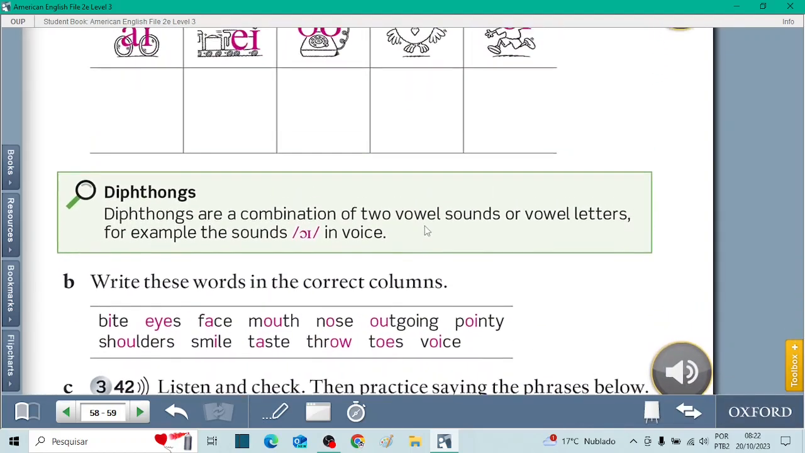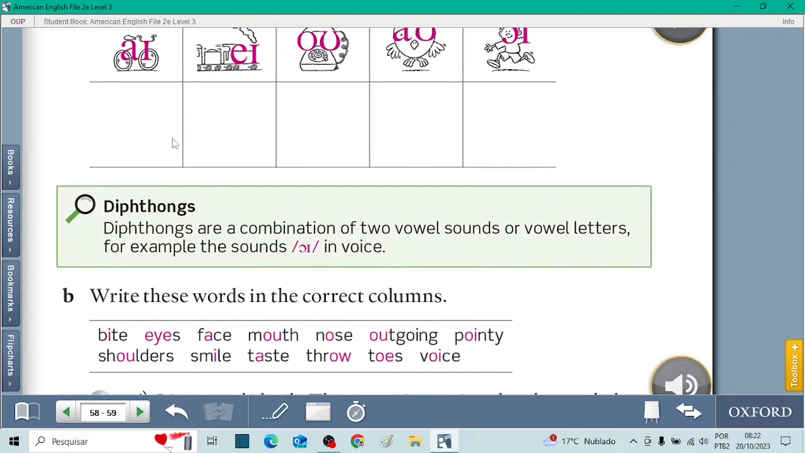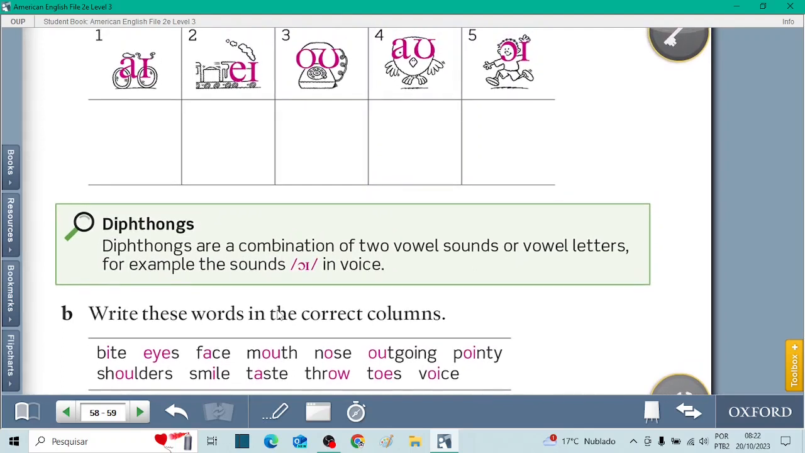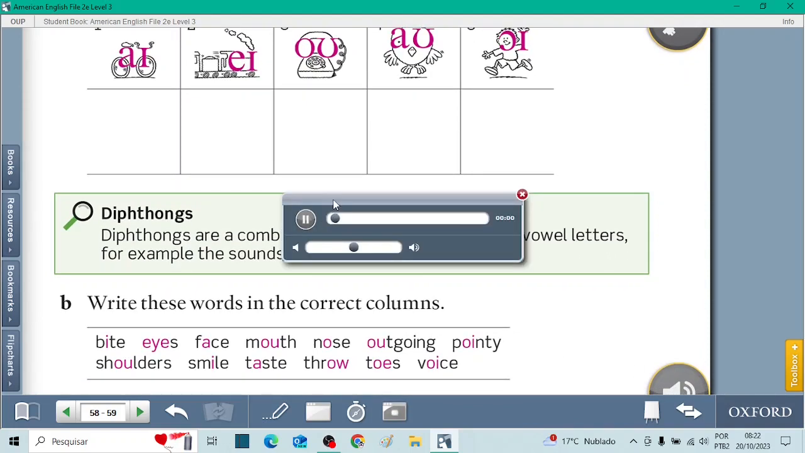Now, in letter B, you are going to write these words in the correct columns according to their sounds, okay? Pause the video and do it. Great. Let's then check your answers.